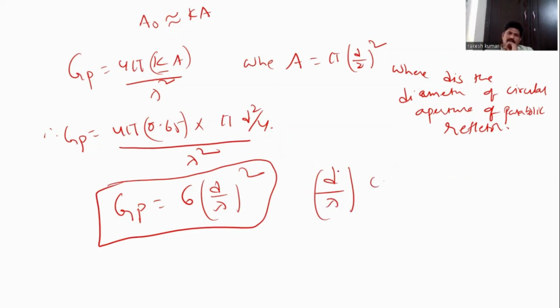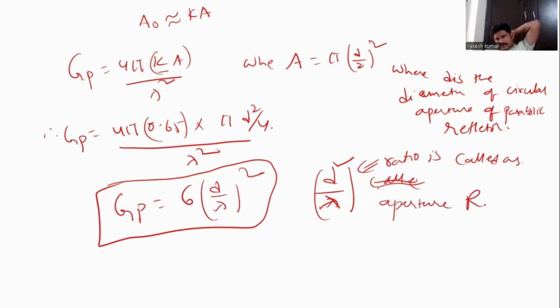The ratio of the diameter d to lambda is called the aperture ratio. So d by lambda is called the aperture ratio. Okay, so this is okay.